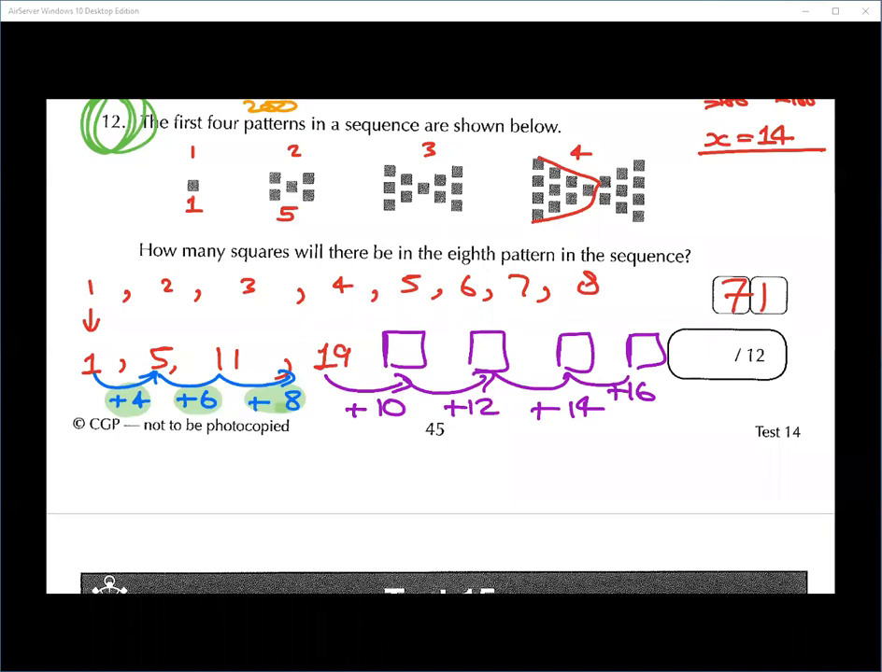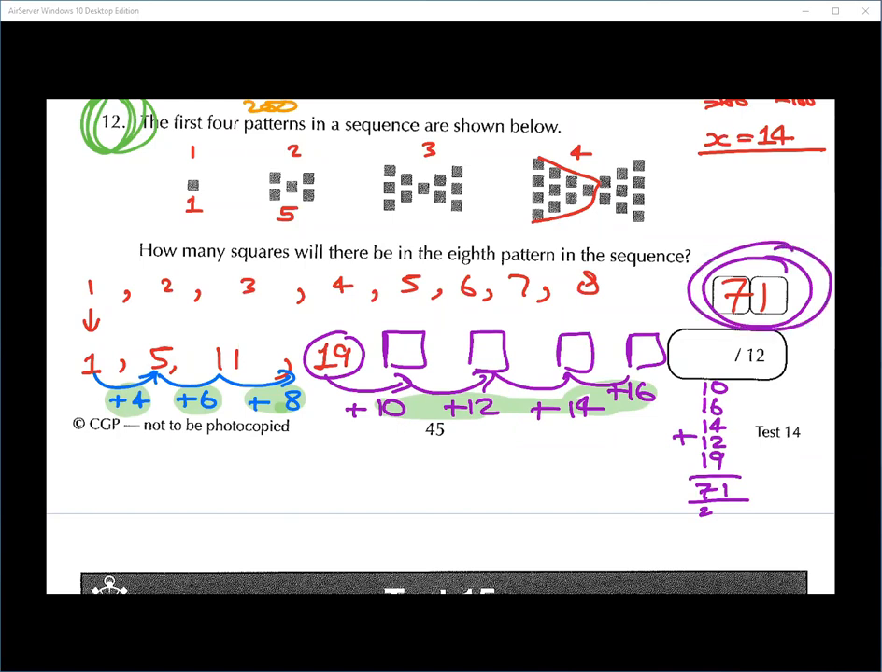Okie dokie. So we have to keep adding all those numbers until we get that one. So to this number, 19, we have to add all of these numbers. So let's do that then. We have 16, add 14, add 12, add 10 to the 19. So you have 9, that's 10, 19, 21, 1, 2, 3, 4, 5 by 2 is 7. And there's our answer, 71.